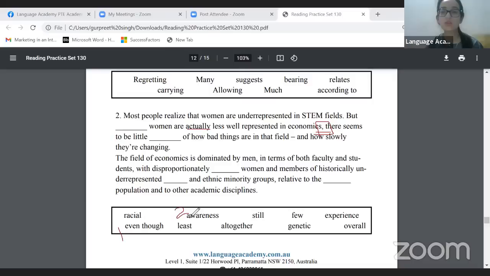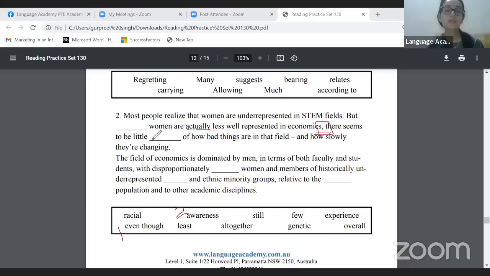So the comma in between a sentence always conveys that there are two parts and those two parts are connected with each other. Now you have to find out how those two are connected. So they say, yes, even though women are actually less well represented, there seems little awareness, but there is no awareness to anybody about this.